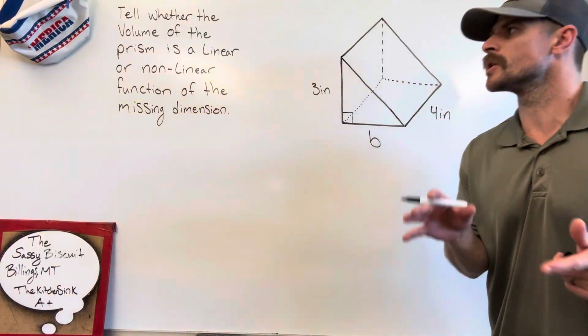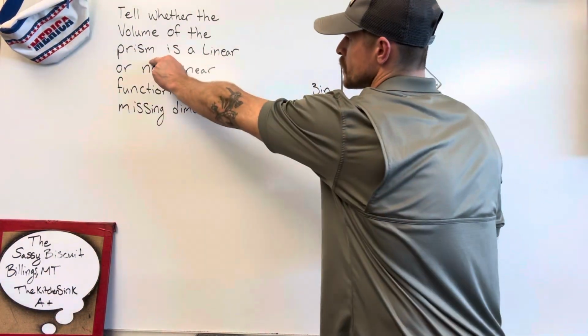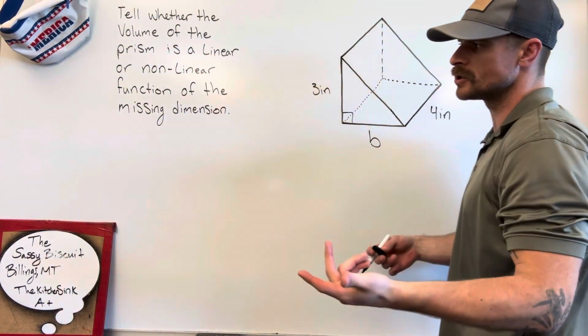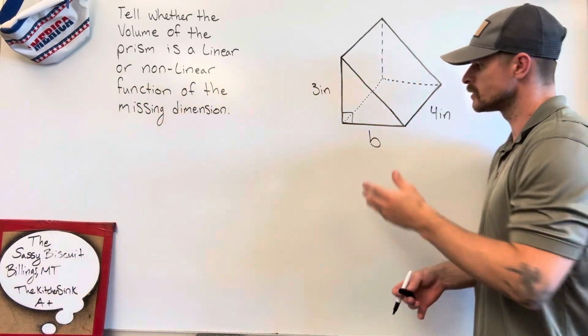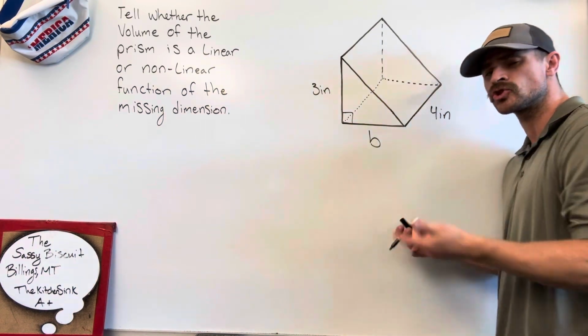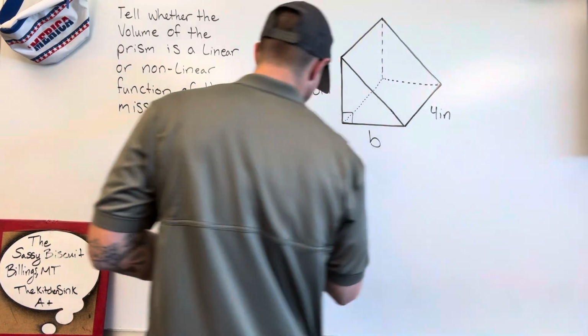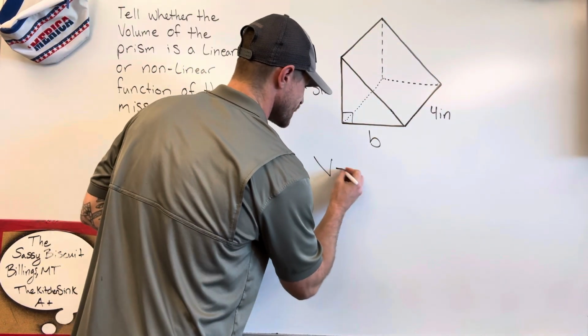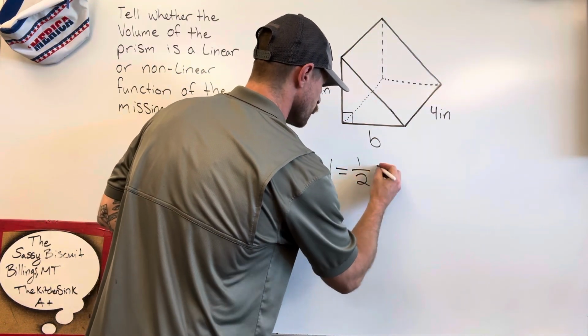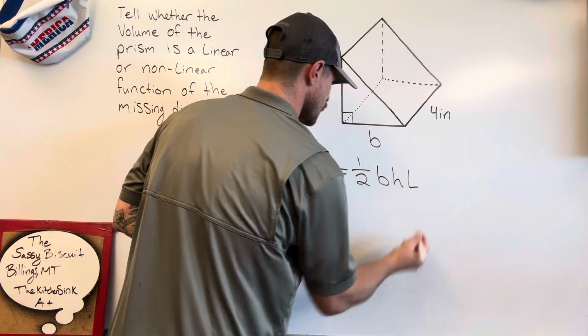All right, in this problem, we are being asked to tell whether the volume of the prism is a linear or a nonlinear function of the missing dimension. So what type of a prism are we dealing with? This is a triangular prism. Let's write out our formula for volume. Volume is going to be equal to 1/2 base times height times length.